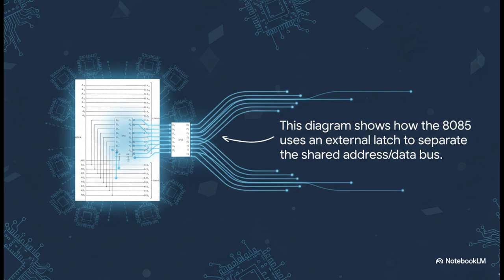Okay, this diagram shows us the trick. See the 8085 on the left? You've got some pins at the top that are only for addresses. But then you have this group at the bottom, the AD0 to AD7 lines that are shared. The secret sauce is that little component in the middle. It's called a latch, and it's the key to the whole operation.